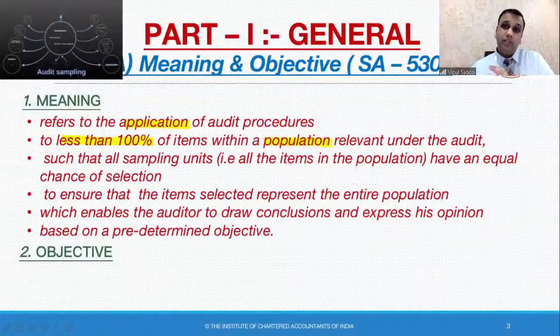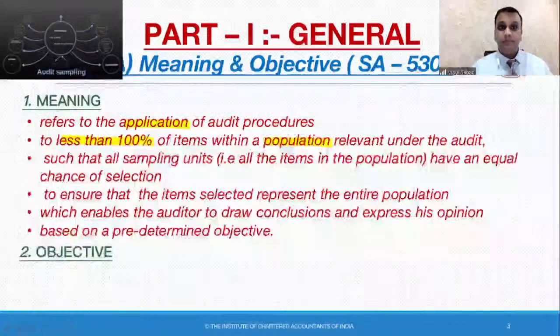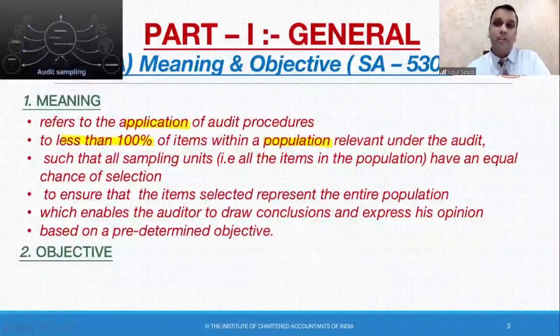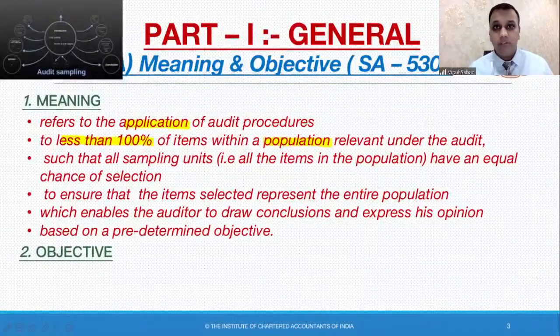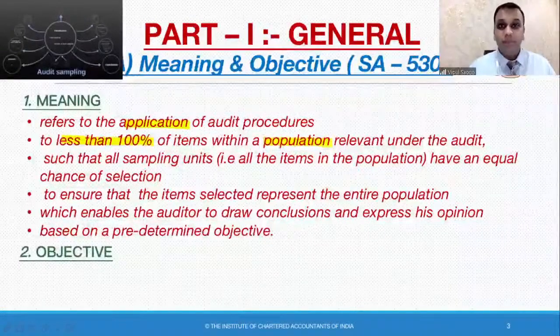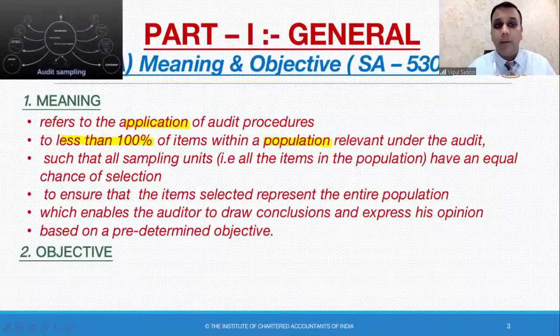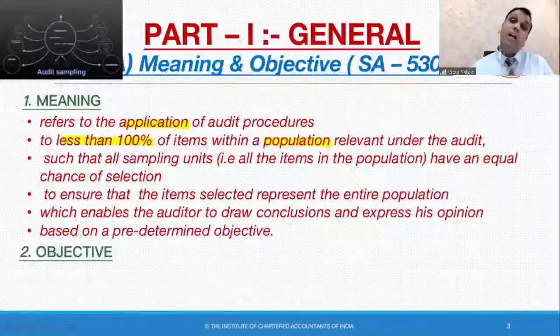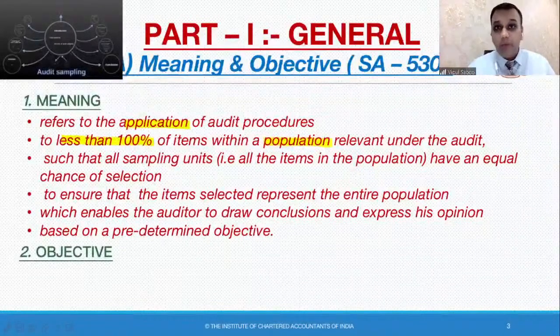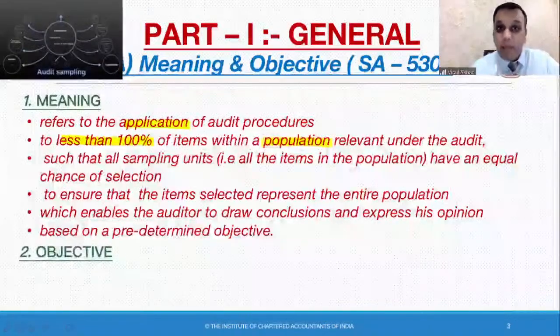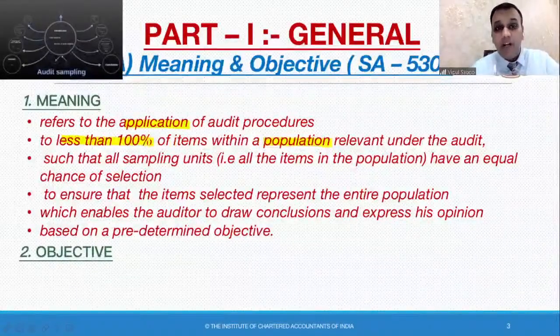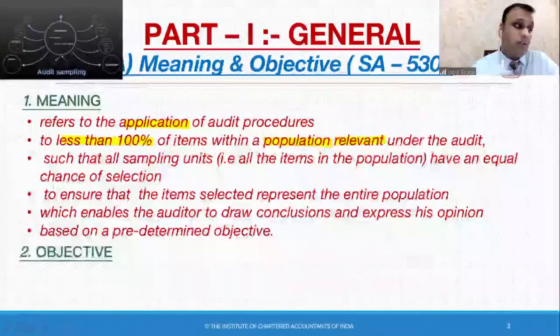And we extract some part of it, which is less than the 100%. The 100% coverage is the population. And what we extract from it, pick from it, 20%, 30%, 40%, 70%, that is the sample. And we apply our audit procedures on that particularly picked sample. So that is sampling only. Applying audit procedures to less than 100% of items within a population relevant under audit.